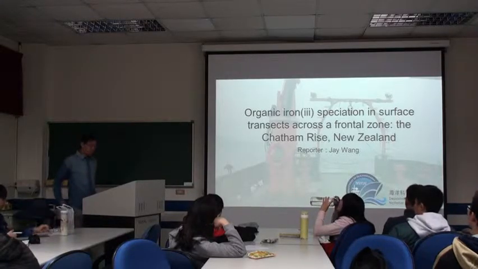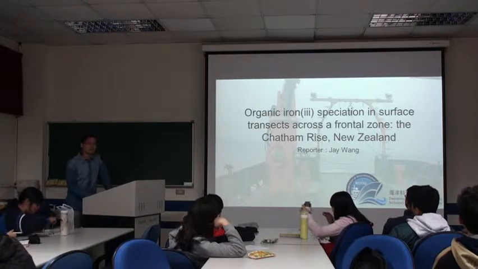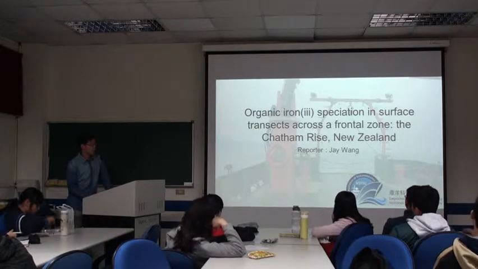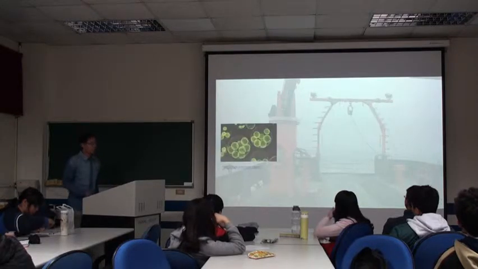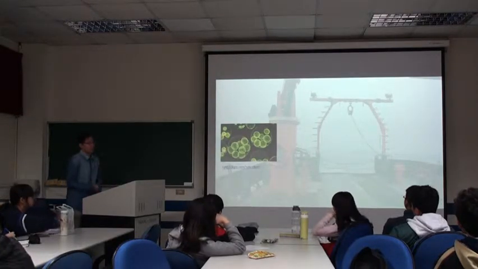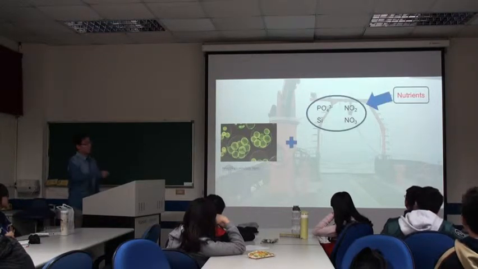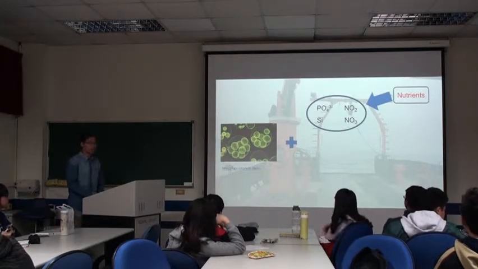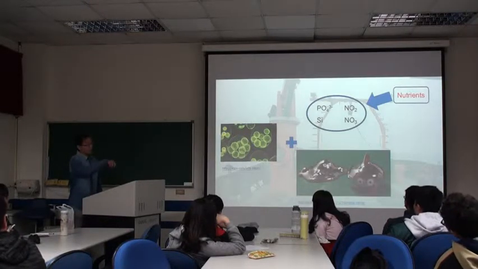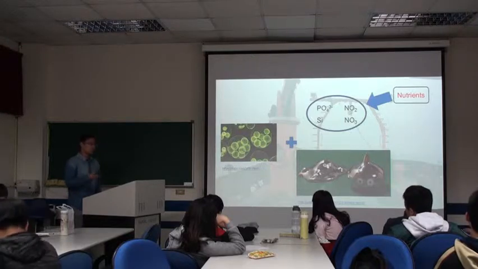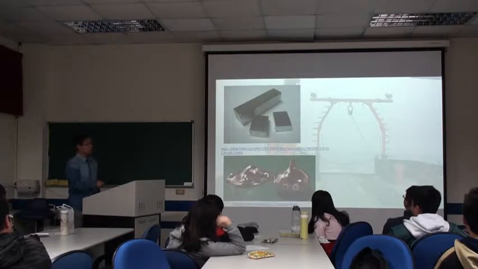Hello everyone. Today my topic is the organic iron speciation in a surface transect across a frontal zone, the Chatham Rise, New Zealand. First, I want to talk about algae. Algae need nutrients to grow, but that is not enough, because they also need iron to grow.